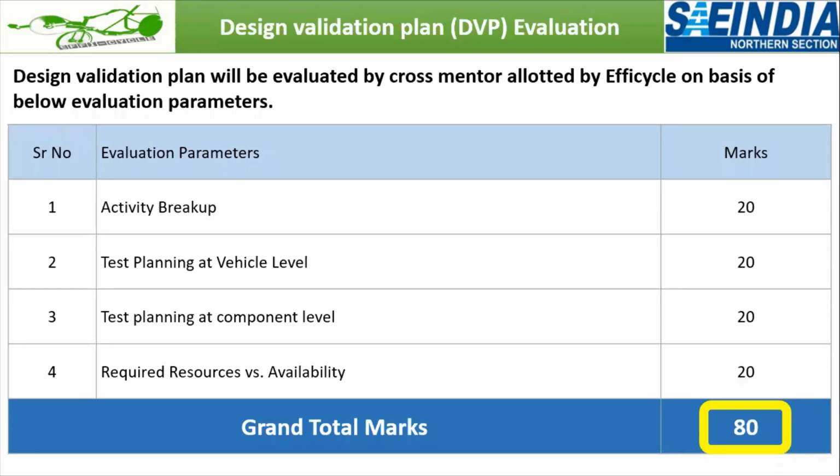So read the instructions very carefully. Now, design validation plan evaluation. The design validation plan will be evaluated by a cross mentor, who will be allotted by the EP cycle, and they will evaluate your DVP on the basis of the below four parameters. Number one, activity breaker, which is allotted 20 marks. Then test planning at vehicle level, 20 marks. Then test planning at component level, also 20 marks. Required resources versus availability, also 20 marks. The total mark allotted for DVP is 80.